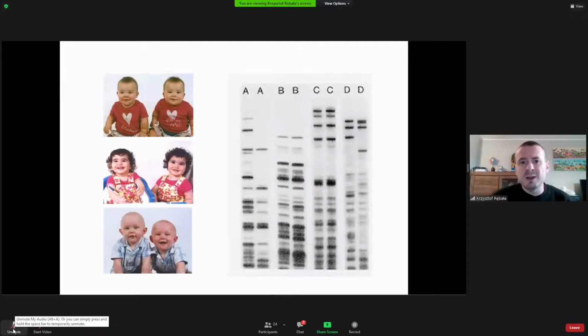Let us go further. Here you can see genetic fingerprints obtained with the use of multi-locus probes for four pairs of twins, and you can see pairs B and C are monozygotic twins. Pairs A and D are dizygotic twins. They are similar, but they are different. Pairs B and C are genetically identical.